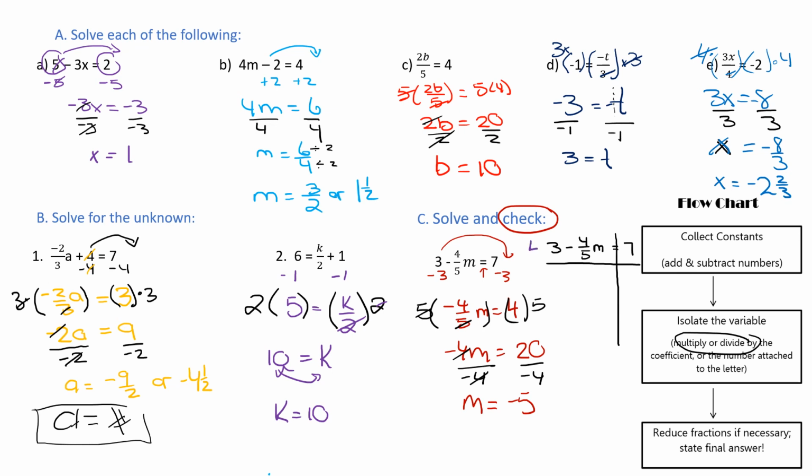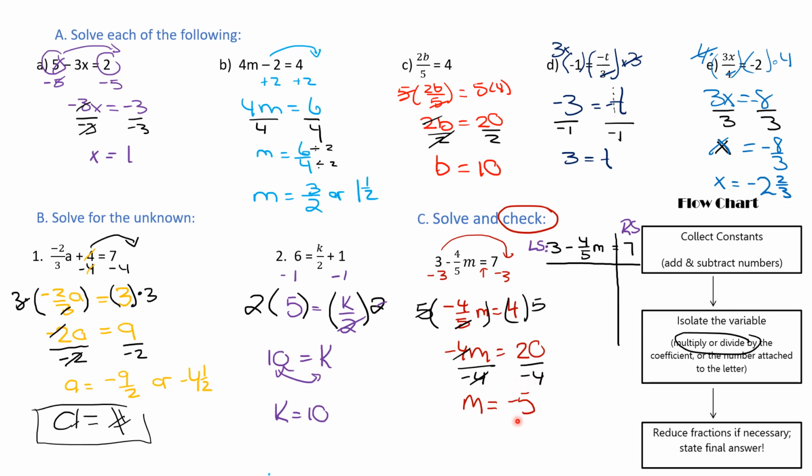This side is my left side. Left side is 3 minus 4/5 m. Right side is 7. My right side's really easy. The right side, that's all just a 7. My left side's a little harder. My left side is 3 minus 4/5 m.